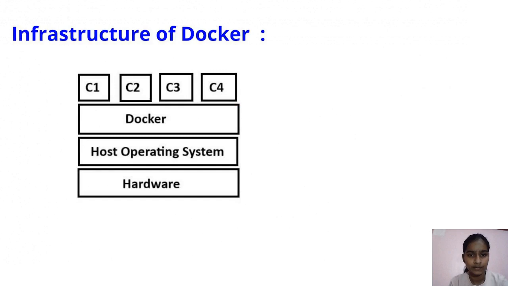So this is the infrastructure of Docker. At the very last there is hardware. On that there is a host operating system, and on that Docker is there, and on Docker we can host the containers C1, C2, C3, C4. We will see in the demonstration how to host the containers.